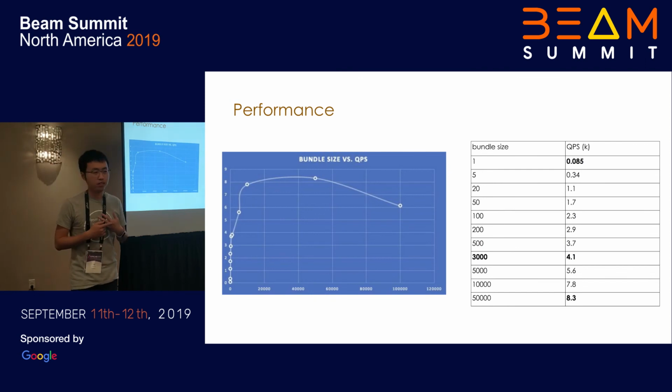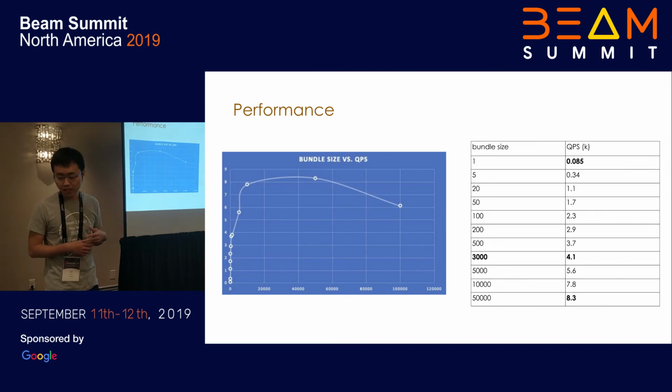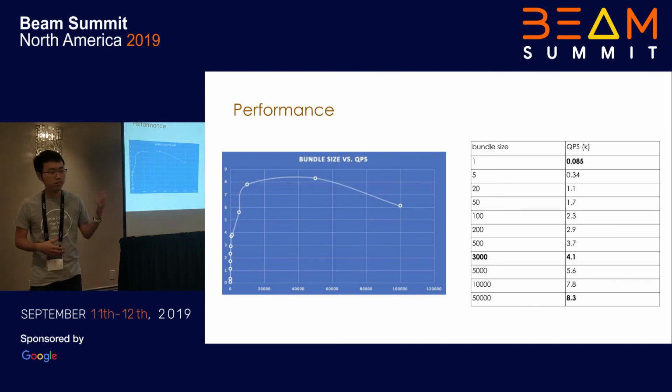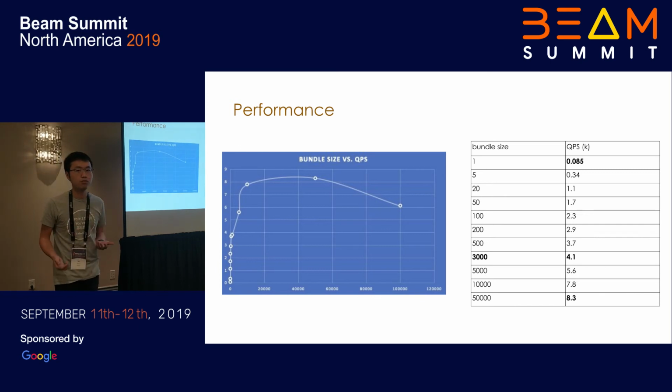So bundling helps the performance by a lot. As you can see from this chart, when there's no bundling, basically when bundle size is 1, we can only have less than 100 QPS. But by doing a little bit of bundling, for example just 20 or 50, the performance can already go up to a couple thousand. As I keep increasing the bundle size, it reaches about 8,000 QPS, which is very impressive and good enough for us. And this is only for a single Python worker. You can even further optimize this by adding more workers.